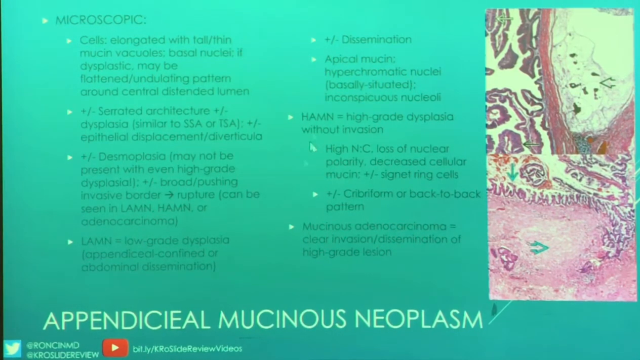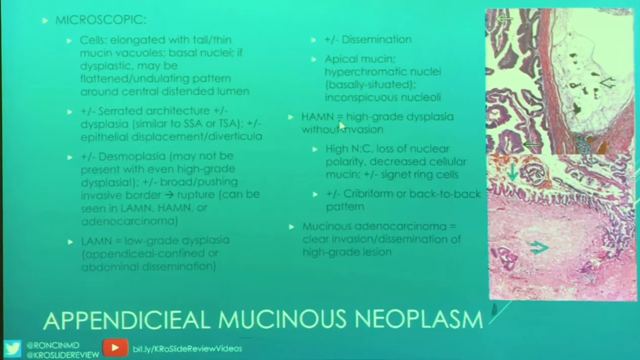For your LAMNs, they may or may not have dissemination, okay, so that's why, again, looking for perforation is so important. Your mucin should still be at the apical surface, so on top of the nuclei, but your nuclei are going to become very hyperchromatic, and they'll still have inconspicuous nucleoli. And inconspicuous means that you shouldn't really appreciate nucleoli even at high power. Now, if you're scanning at 40x or 60x and you're thinking, well, I can see some nucleoli, you probably should see them anyway, but you shouldn't really be picking them out at 20x or 10x. That's what it means by inconspicuous.